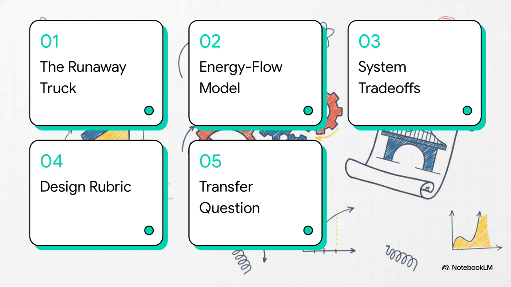Let's take a quick look at the agenda so you know exactly what's coming. First, the runaway truck problem. Second, we'll map out our energy flow physics model. Third, we'll look at constraints and system trade-offs. Fourth, the design challenge rubric. And finally, number 5, a quick recap and a transfer question to wrap things up.